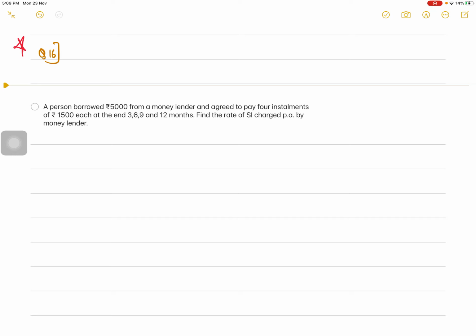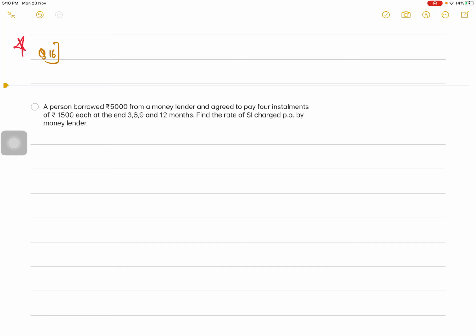Okay, this question is very important. Mark a star. And we have not solved this kind of sum also. So a person borrowed 5,000 from a money lender and agreed to pay 4 installments of rupees 1,500 each.